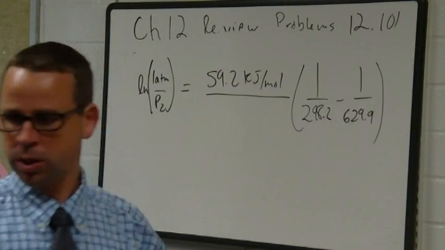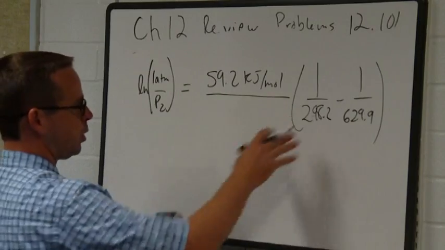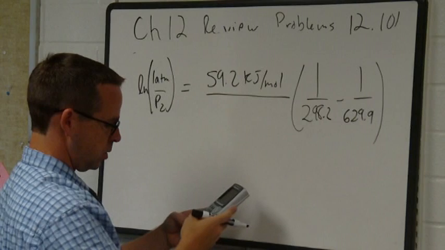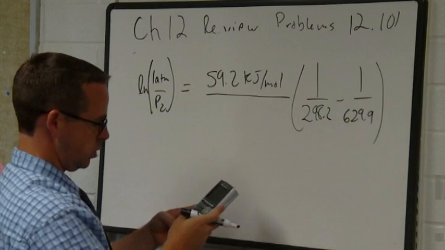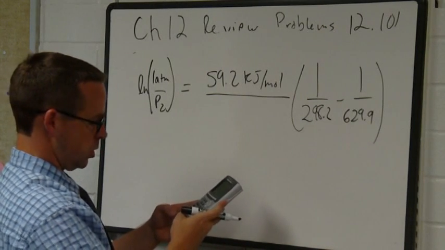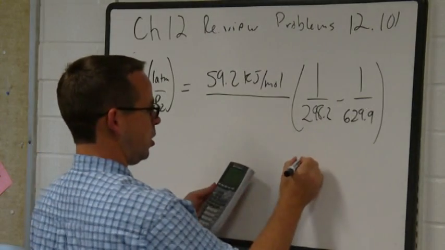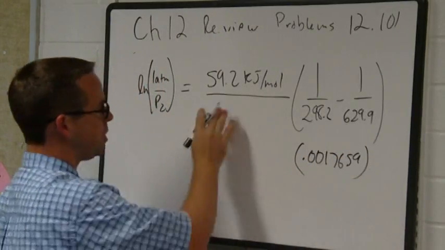Okay, so calculator. Here's the calculator, 1 over 298.2. So I'm going to solve this fragment here first. Minus 1 over 629.9, and I'm using parentheses to get the order of operations right, so I'm getting here 0.0017659.